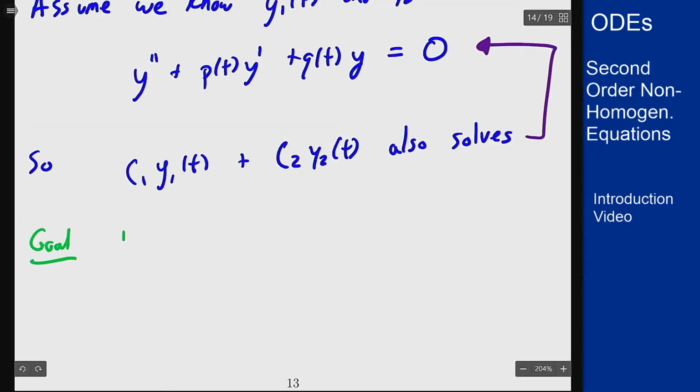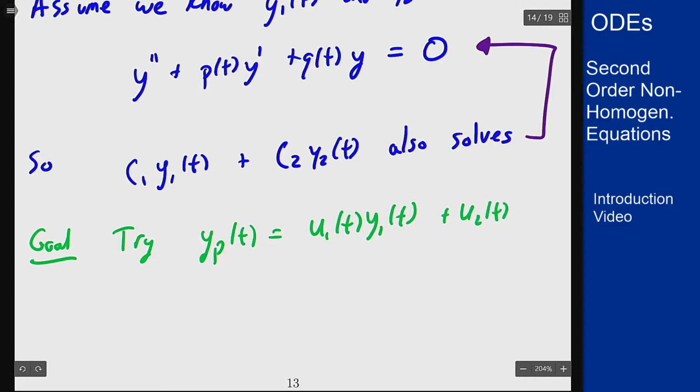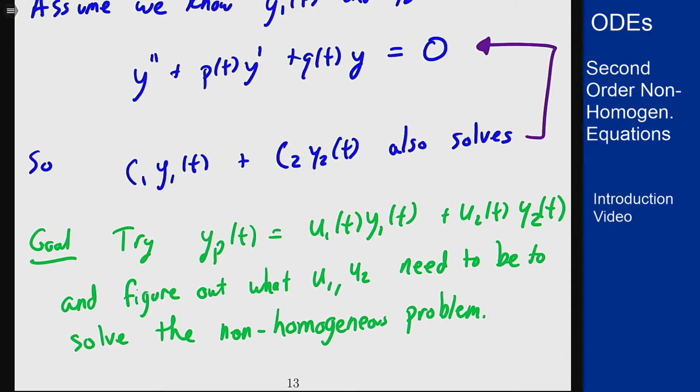The goal: try yp of t, this one particular solution, as a function u1 of t times y1 plus u2 of t times y2, and figure out what u1 and u2 are supposed to be to make this solve the non-homogeneous problem. The idea here is similar to that for reduction of order. The fact that I know that y1 and y2 both solve the homogeneous problem might mean that when I plug this in, parts are going to drop out because the y1 and y2 terms are going to go to 0. We'll see that happen as we work out the algebra.